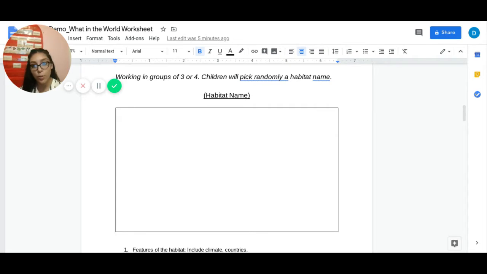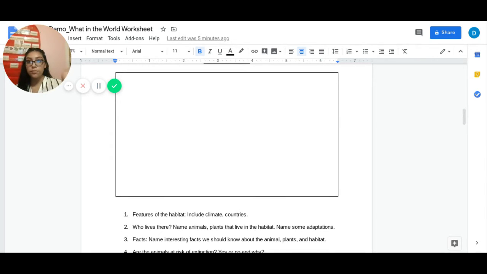Next, we're going to work in groups. No less than 3 and no more than 4. And children will pick up randomly a habitat name. Here's a little demonstration. So in the assignment, the square right here, children are going to draw.